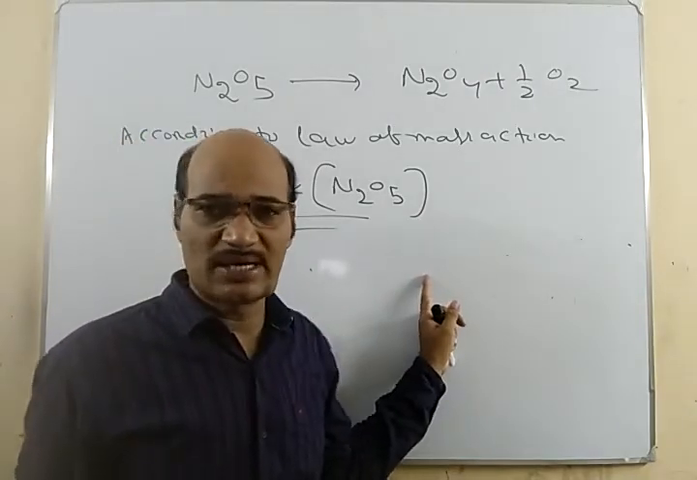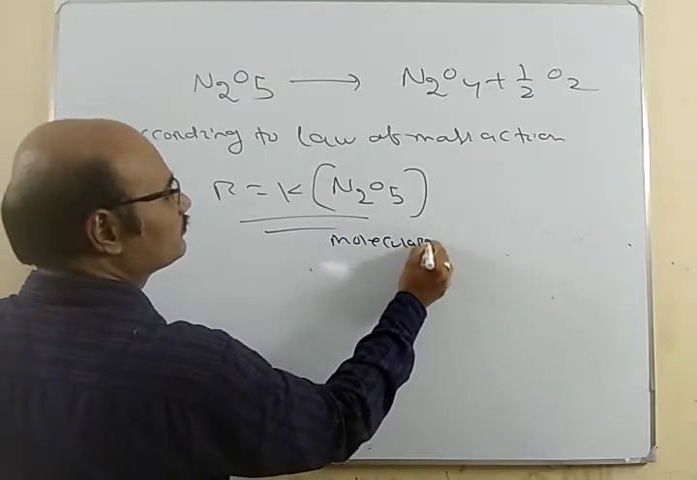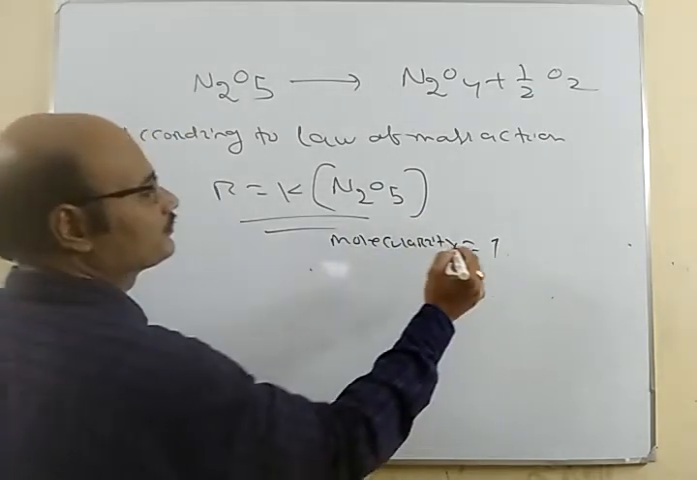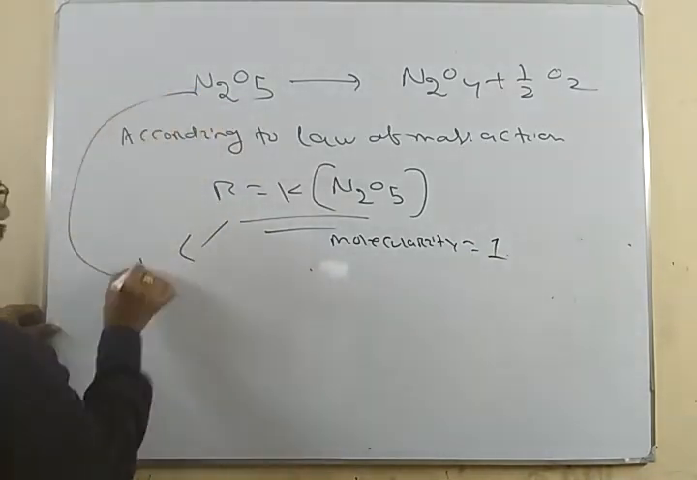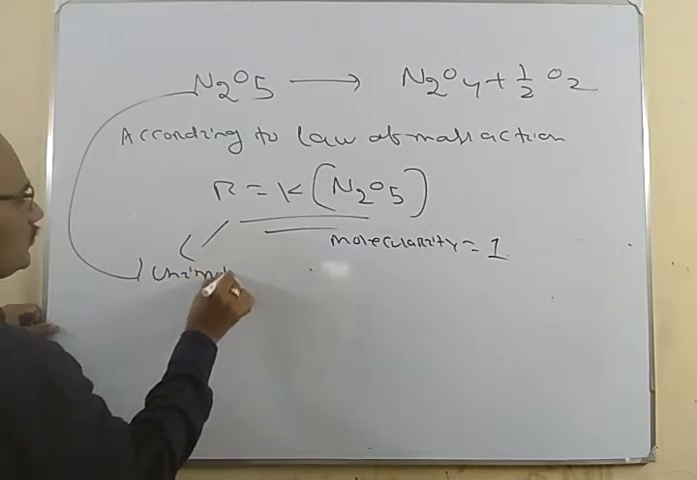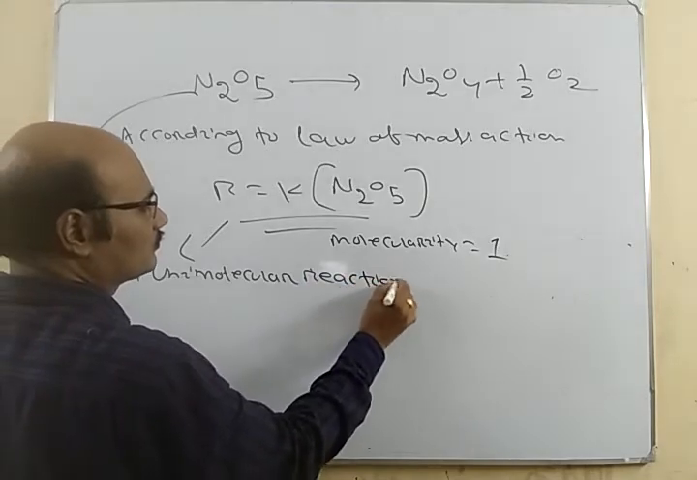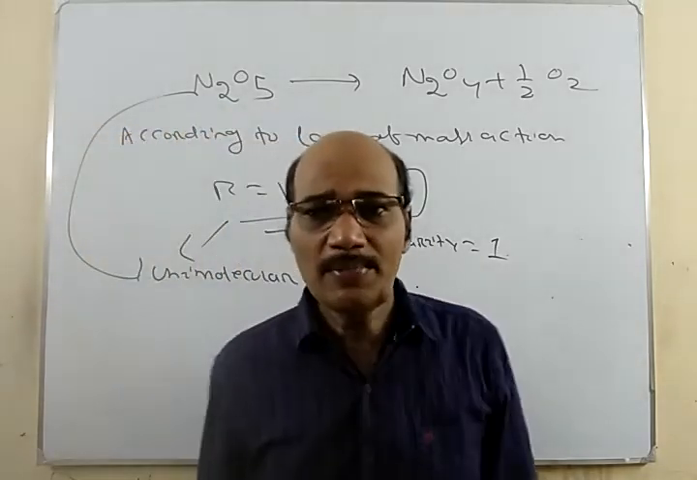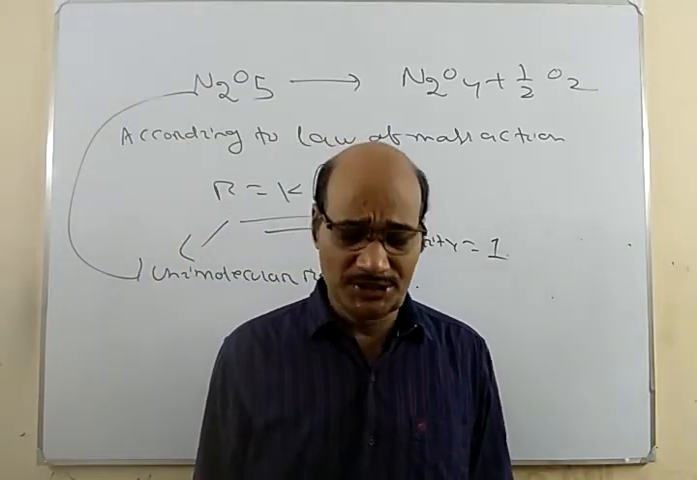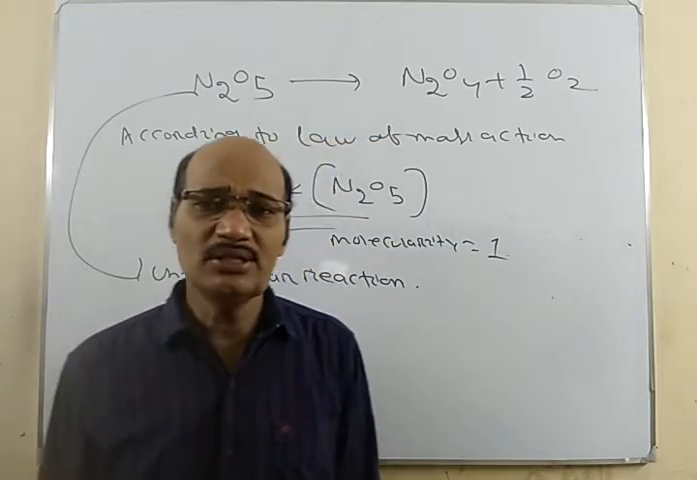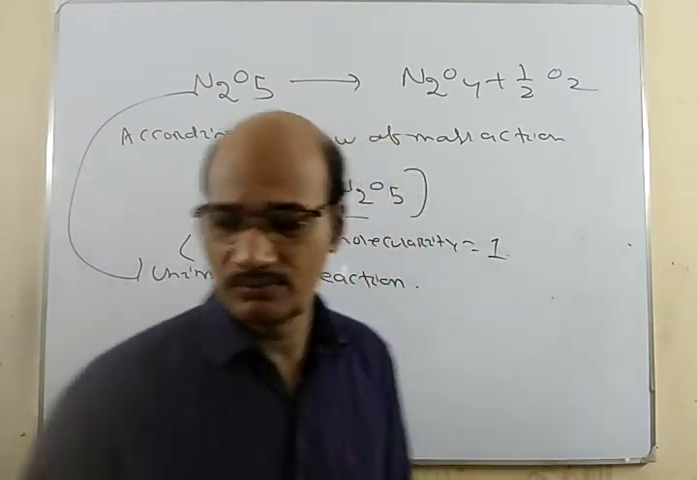The law of mass action. That means here the molecularity is 1. It's called a unimolecular reaction. That means if in a chemical reaction one molecule is colliding and decomposing to bring about the chemical reaction, that's called a unimolecular reaction, and the molecularity here is 1.